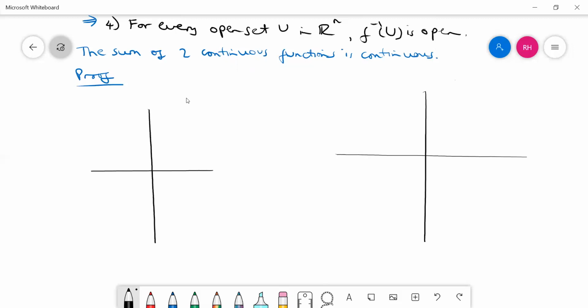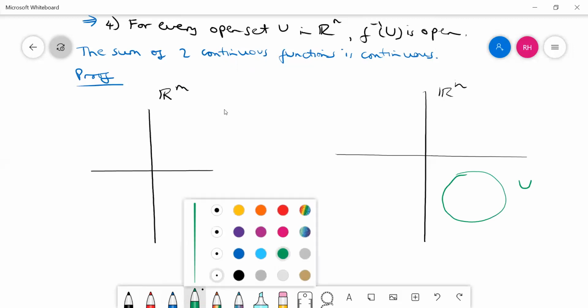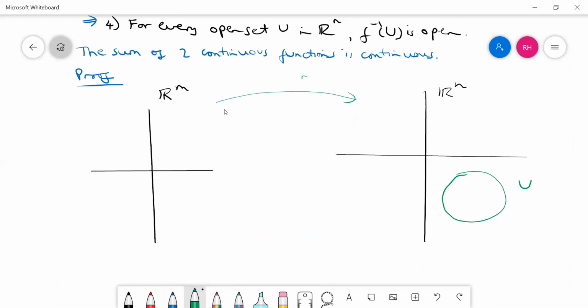Okay, so now let's label things a little bit. So here we have Rm, here we have Rn. Okay, so let's label a U. This will be our U. Okay, now we had these functions going across here, f and g.